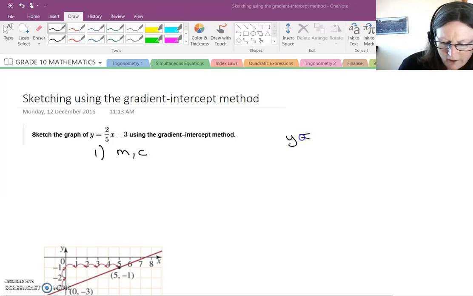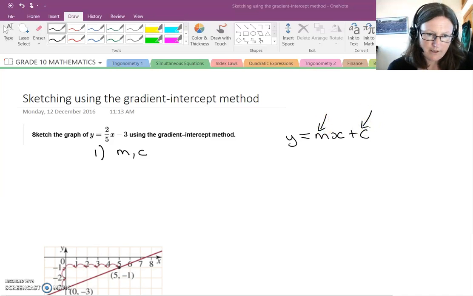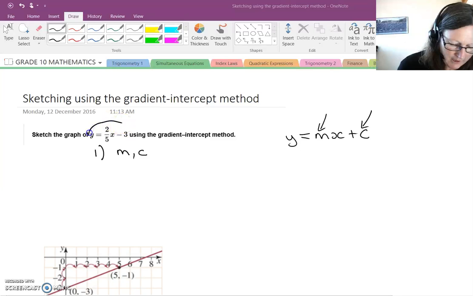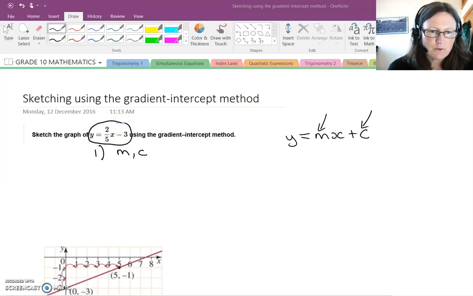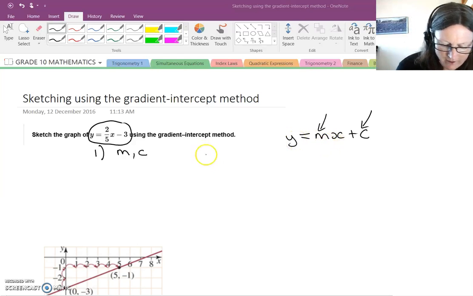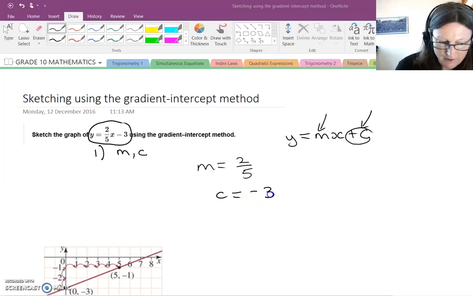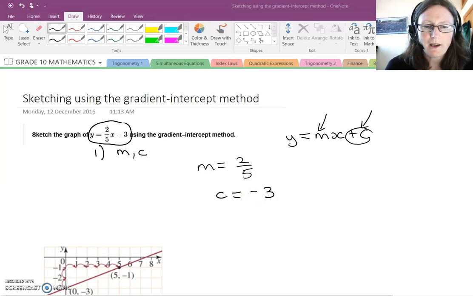So remember, when a line is in this form, y equals mx plus c, m stands for the gradient and the c stands for the y-intercept. So let's look here. y equals 2/5 x subtract 3. The thing with the x is the gradient. So for this specific example, the gradient is 2/5, and the y-intercept is the term without the x. So the y-intercept in this case is -3. So that is our first step, to work out the gradient and the y-intercept.